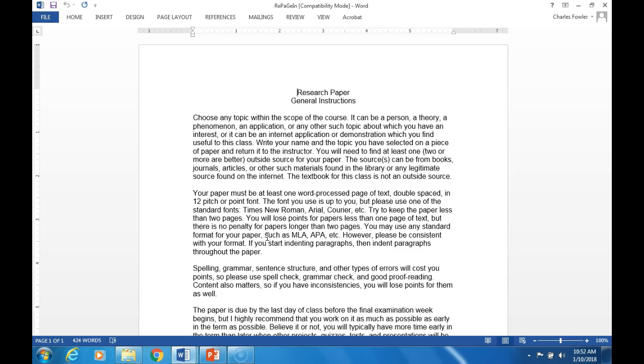Now, your sources can be from any book, journal, magazine, articles, newspaper, anything that you can find in a library, anywhere. And you can use the interlibrary loan, you can use the CERSI, you can use all these sources that we have at our beck and call here in our library system. Okay? Now, or you can use a legitimate, now notice this word, legitimate source on the internet.